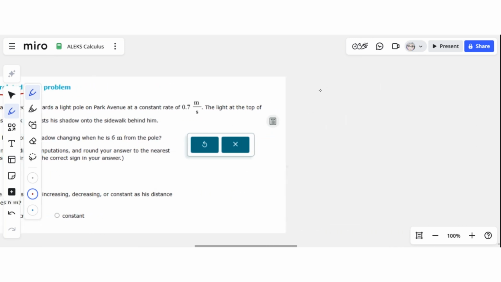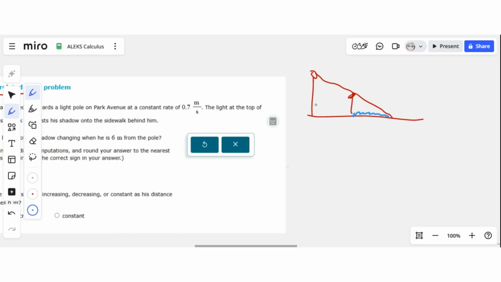So let's think about this first. I'm going to draw a little picture. So we've got a light pole, we've got a guy somewhere in here, and there's the ground. If we think about the light rays hitting the guy, we can turn this into a right triangle. The shadow is going to be the part where the man's body is blocking the light of the street lamp.